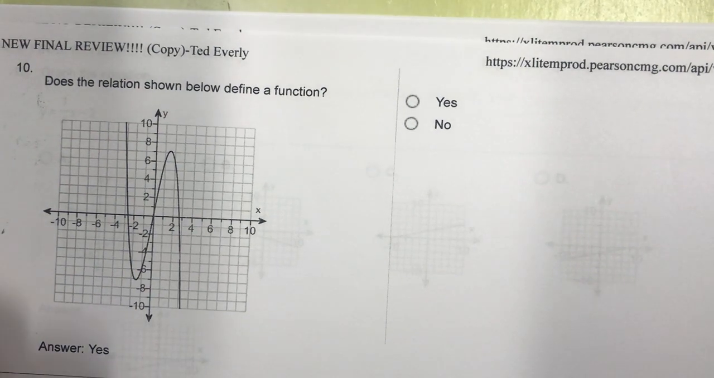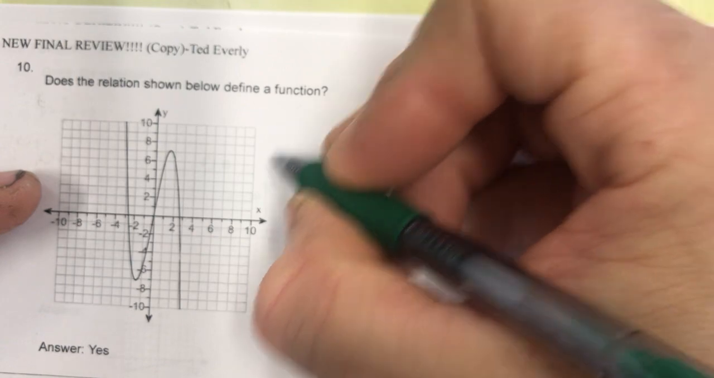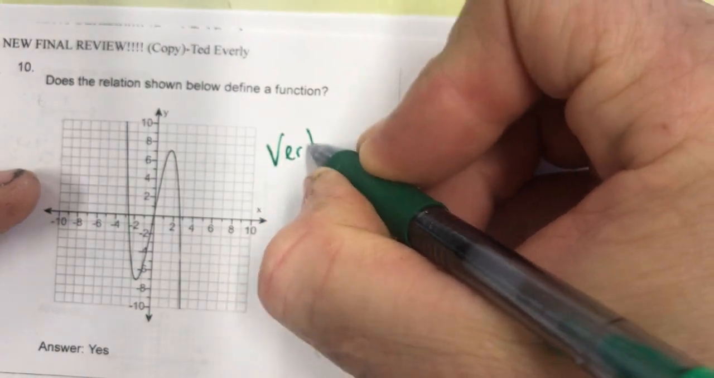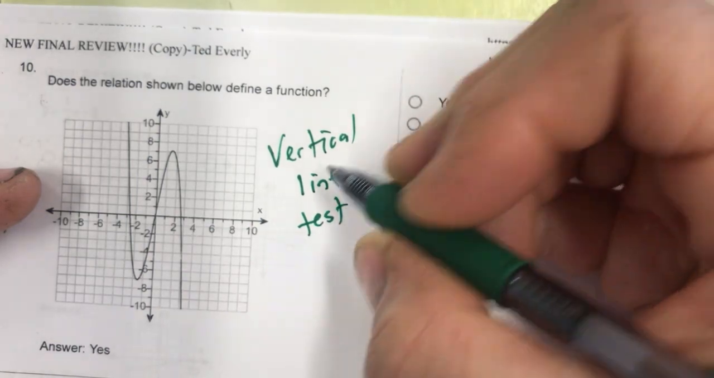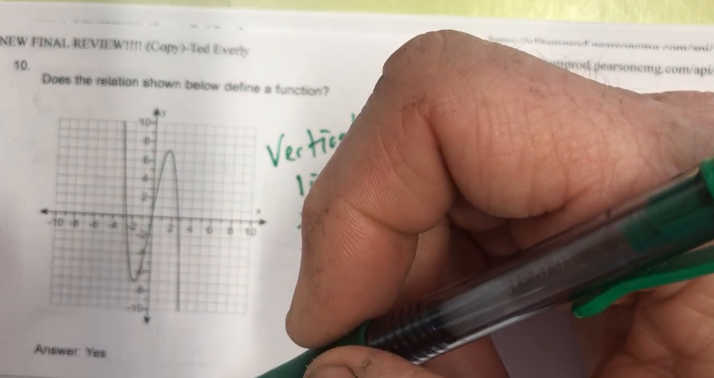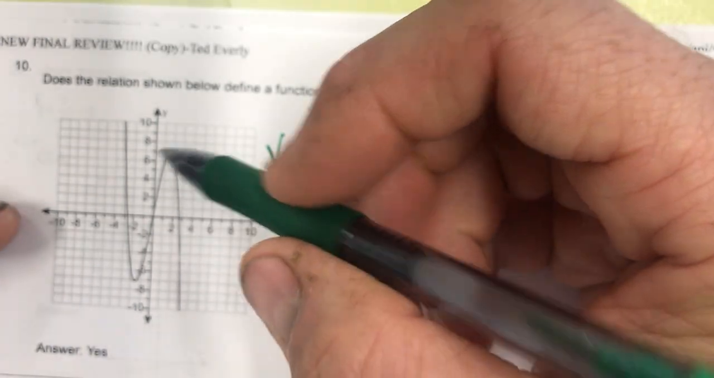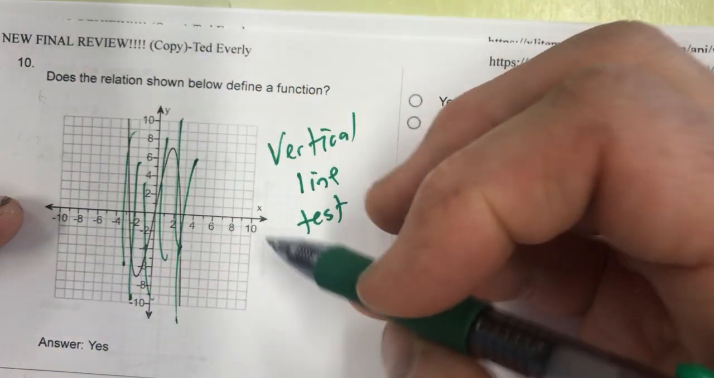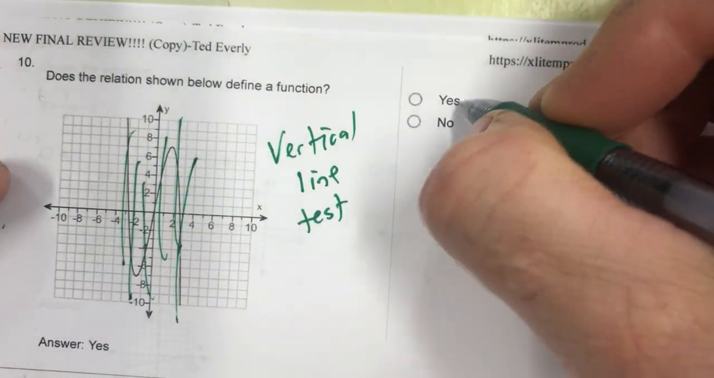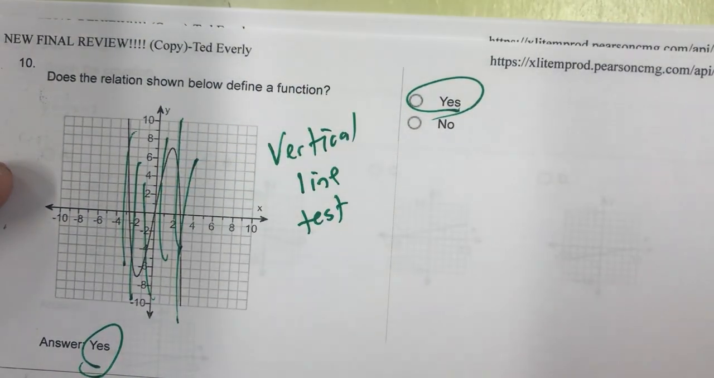Number 10. Does this relation show a function? Okay. We've got the vertical line test. The vertical line test says if you draw a vertical line and it touches the graph twice, it's not a function. It can only touch it one time, and no matter where I draw a vertical line, it will only touch it one time. So this passes the vertical line test. Yes, it is a function.